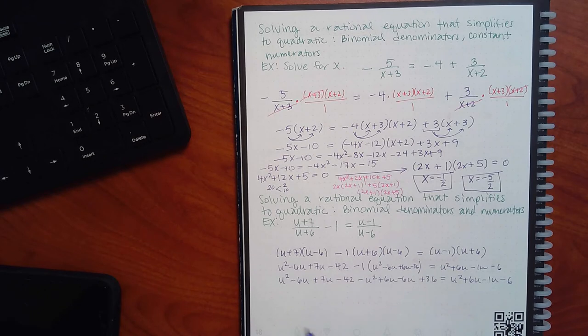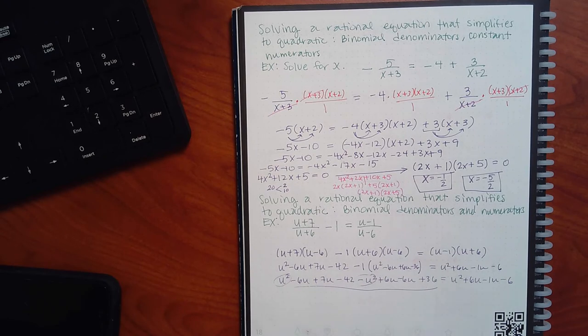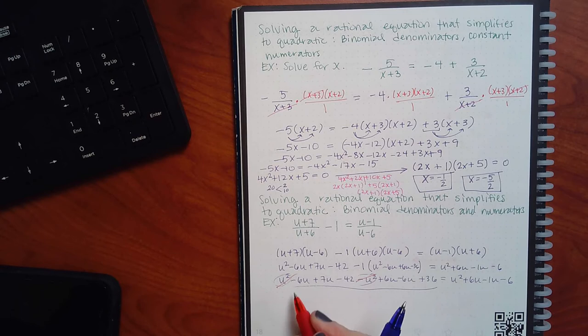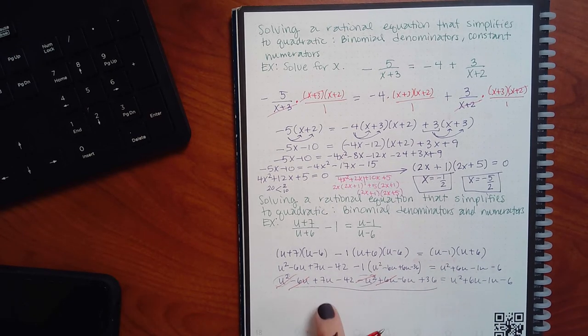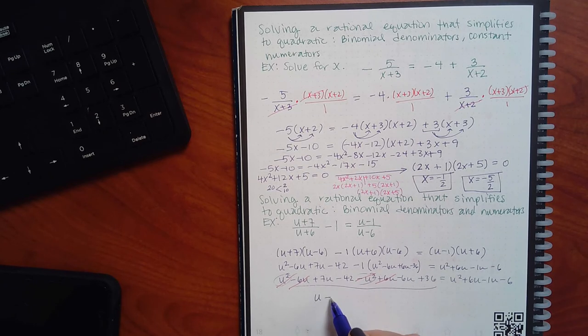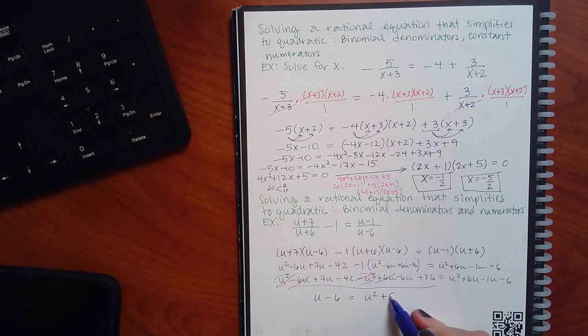So now I'm going to combine this side. First, I have u squared minus u squared. What happens? We have negative 6u plus 6u. That cancels out. We have 7u minus 6u. You have 1u left. And then we have negative 42 and positive 36. Negative 6. Over here, we have u squared. Then that's positive 5u.